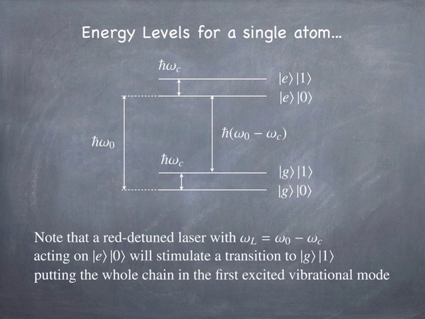And then I just put the words there that are exactly what I just said, so that when you have a laser detuned to omega naught minus omega c, you'll stimulate a transition into the first vibrational state. But if the atom is in the ground, or the ion is in the ground state in the zero vibrational state, there's not enough energy there to get it into the excited state. So by tuning a laser to a particular transition, you can force that transition to happen, and that can get you between n equals 0 and n equals 1 of the vibrational states of the system.